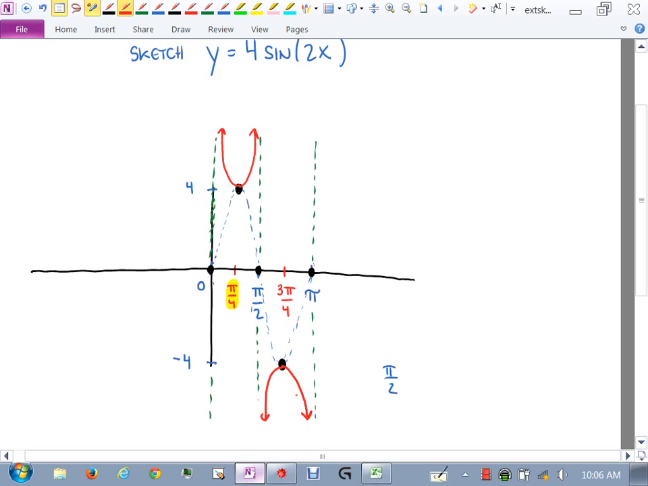Now, how do you think it works for secant? Cosecant's the reciprocal of cosine, isn't it? Cosecant x is 1 over cosine x? What did I just say?